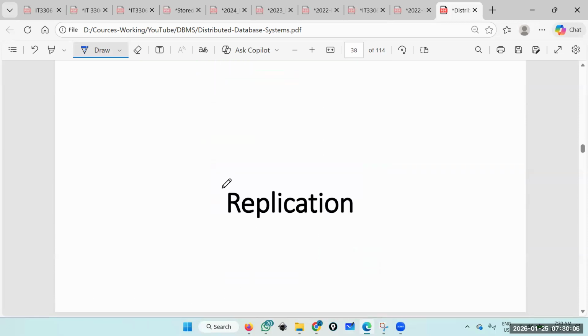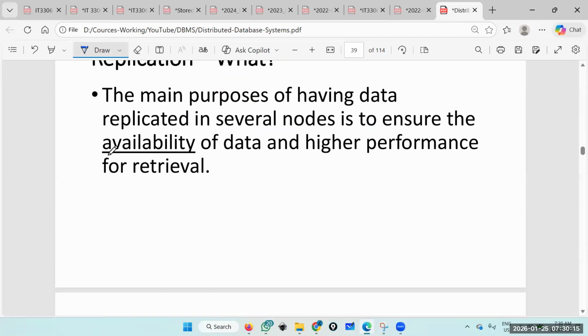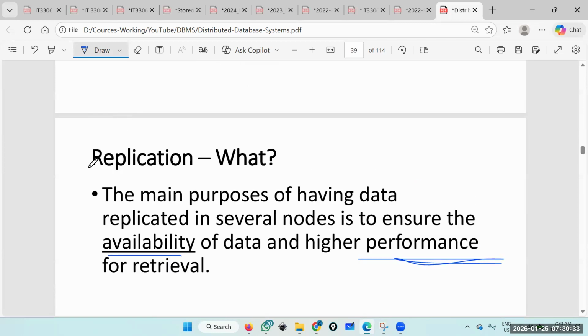So remember, we are interested in replication also for better availability, sometimes better performance. Performance, because you have duplicated data in your local site, then you don't need to go to another site. Availability, because if one site is down, maybe you can get it from the other site because it's duplicated.